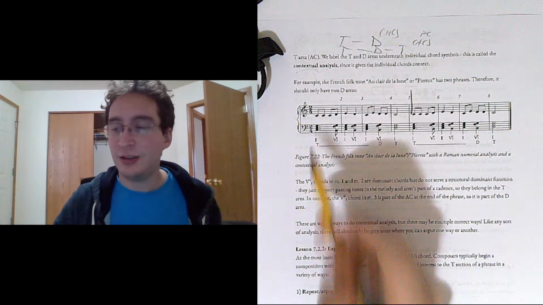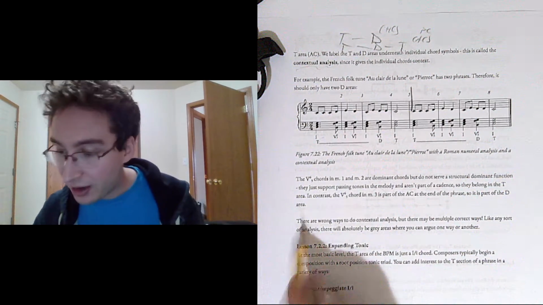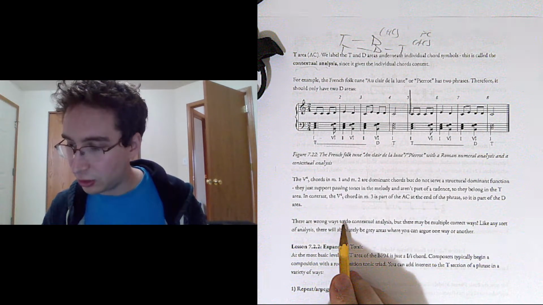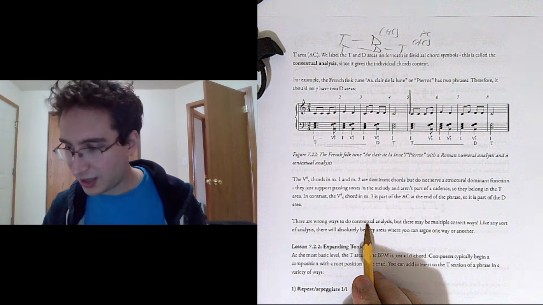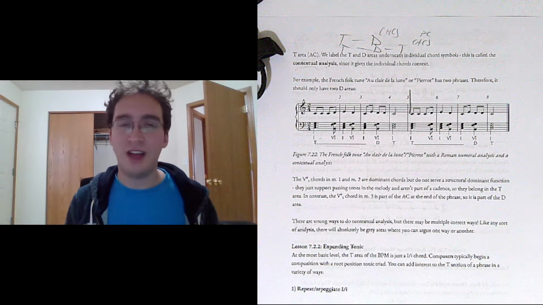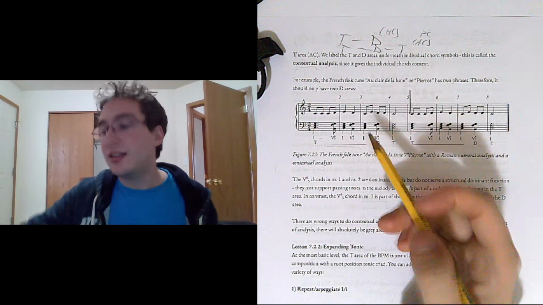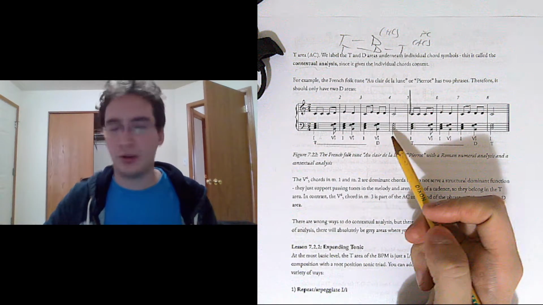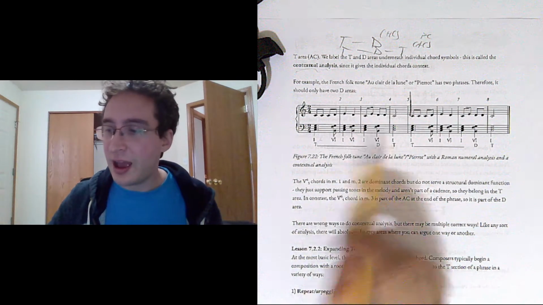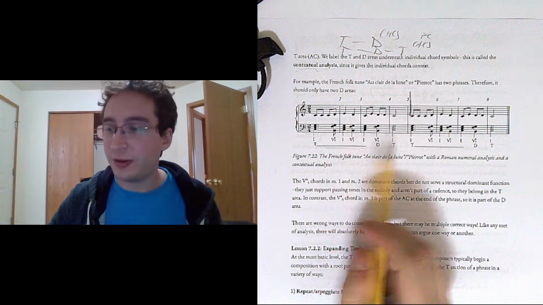Like, you could go, there are wrong ways to do contextual analysis. But if you don't understand how those words work together in context, you're not going to derive any meaning from it. Same thing here. You can label all of these chords, but that doesn't tell you anything. This is telling you something about the phrases and where different areas happen.